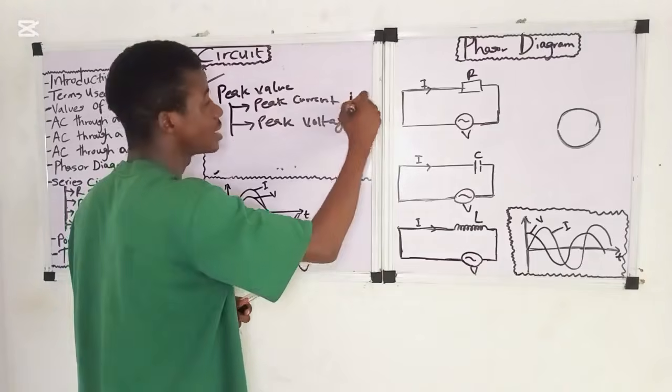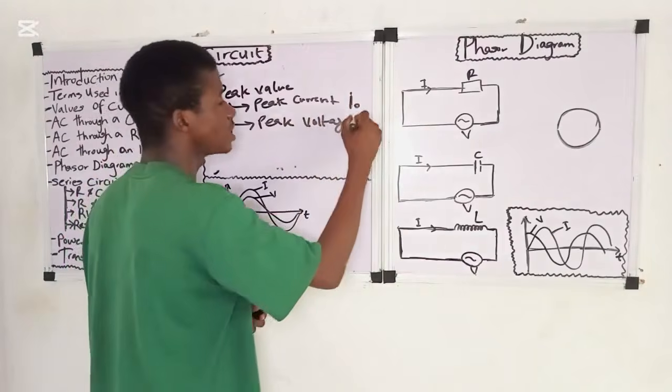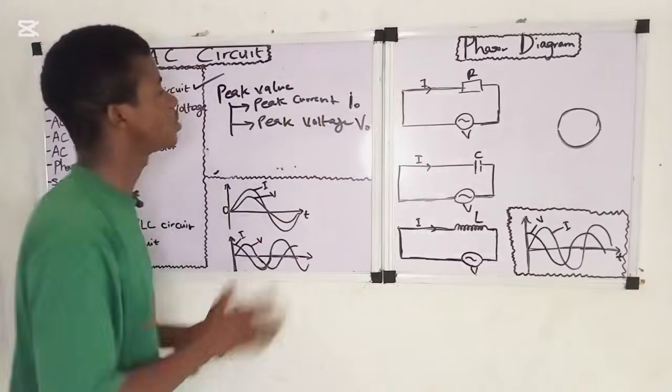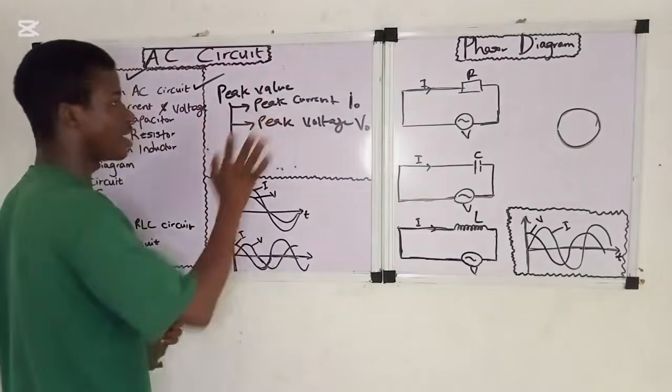Or you can also write it by this value. Then peak voltage is presented like this, V, then put this small thing here. So the first value which you need to take note of is the peak value.